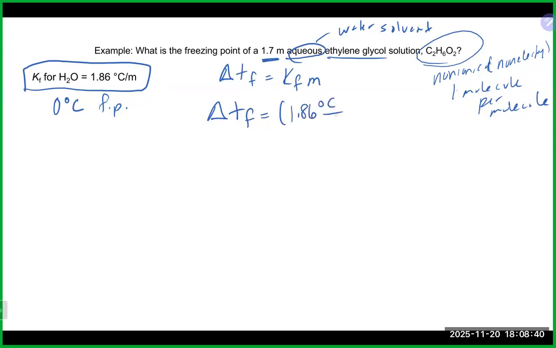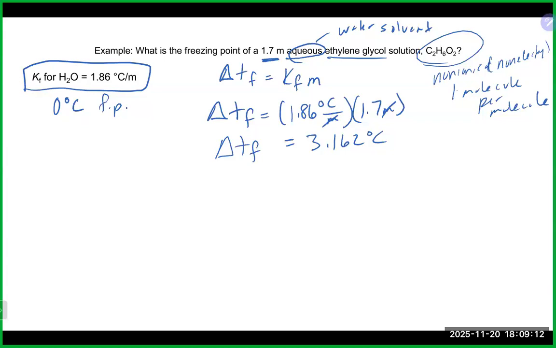So we could actually just put it into our formula here, and this is going to give us 1.86 degrees Celsius per molal times 1.7 molal here. Those units are going to cancel, and that is going to give us 3.162 degrees Celsius. Now, just so we're clear, that is not the answer to the question. That is the change in the freezing point temperature, because that would not be a freezing point depression since water freezes at 0, and now you're trying to say it's going to freeze at 3. That's going the wrong way, right?